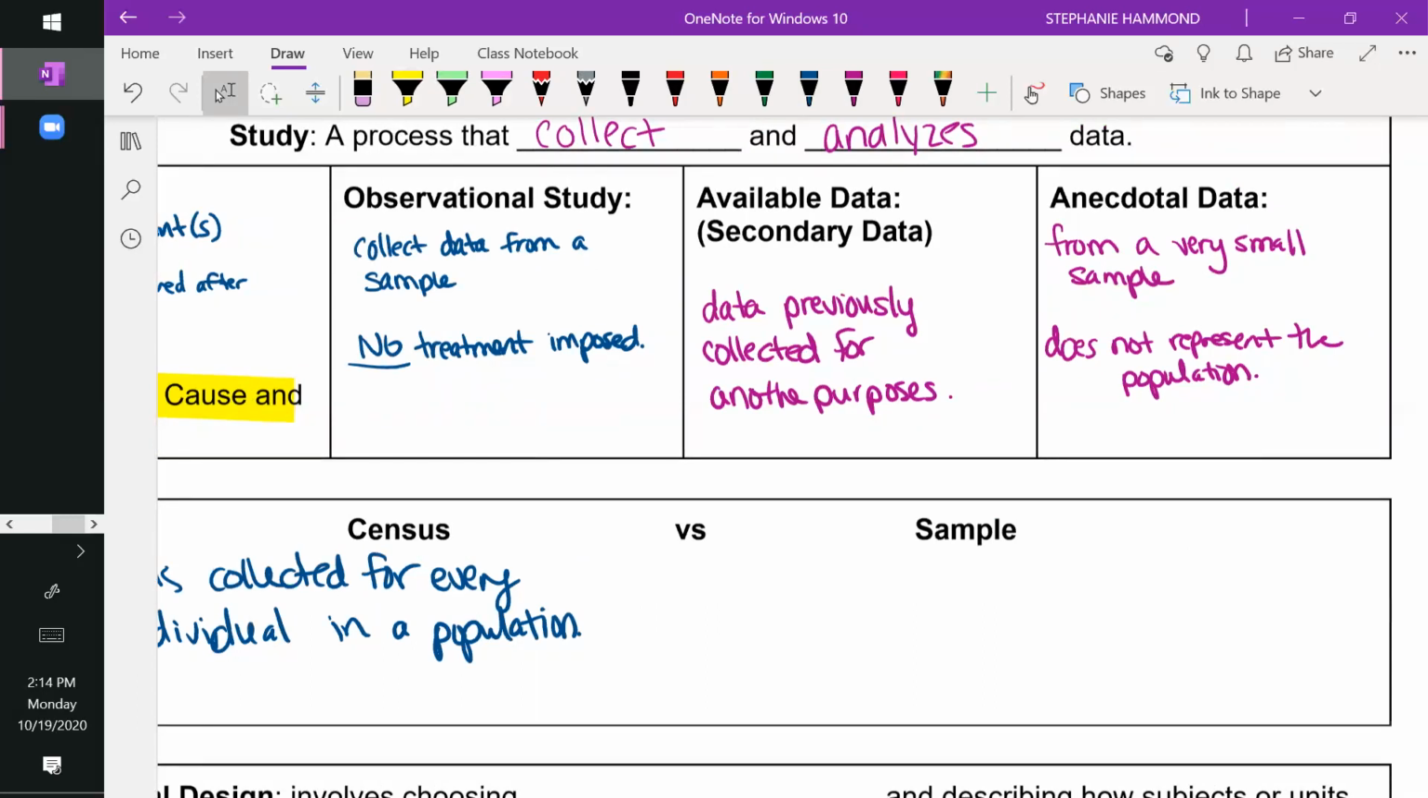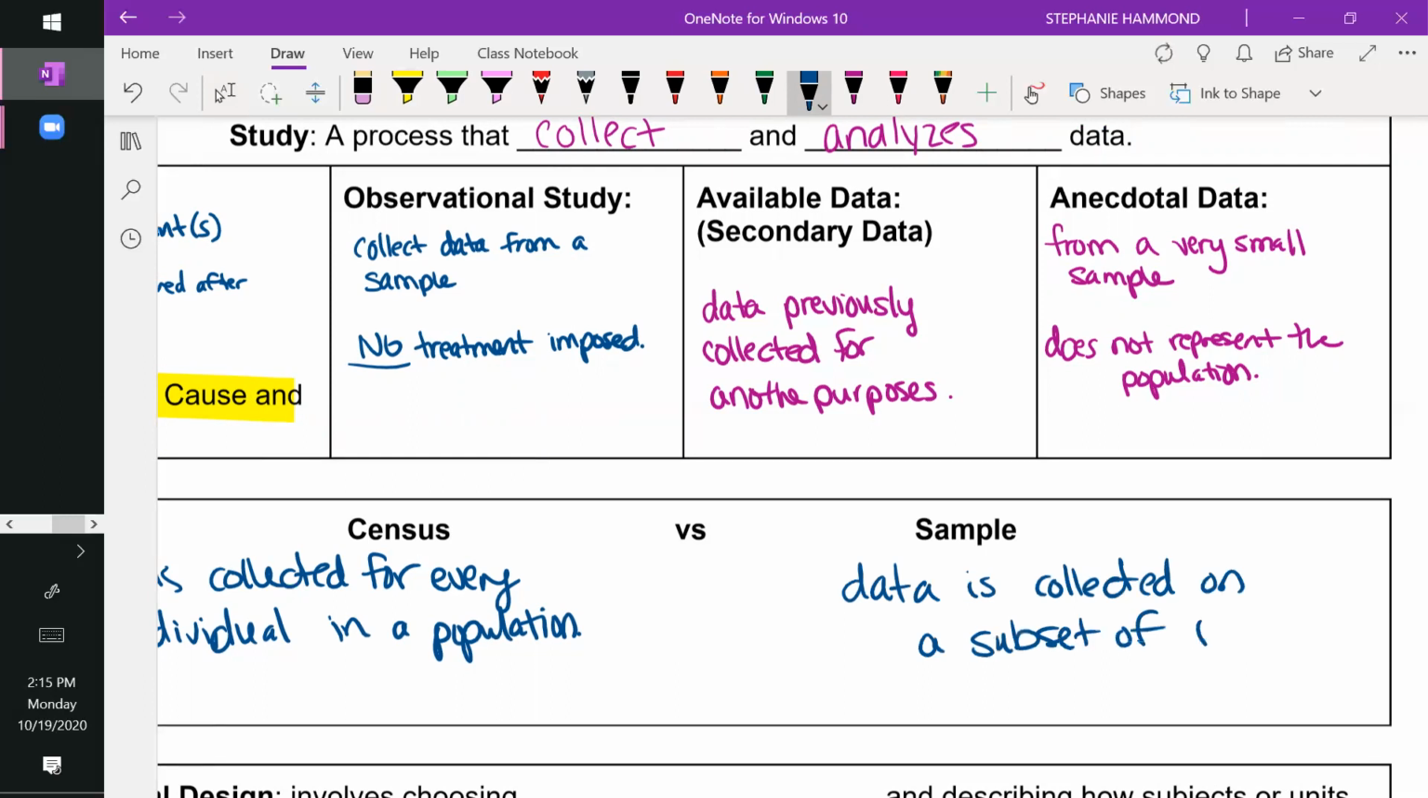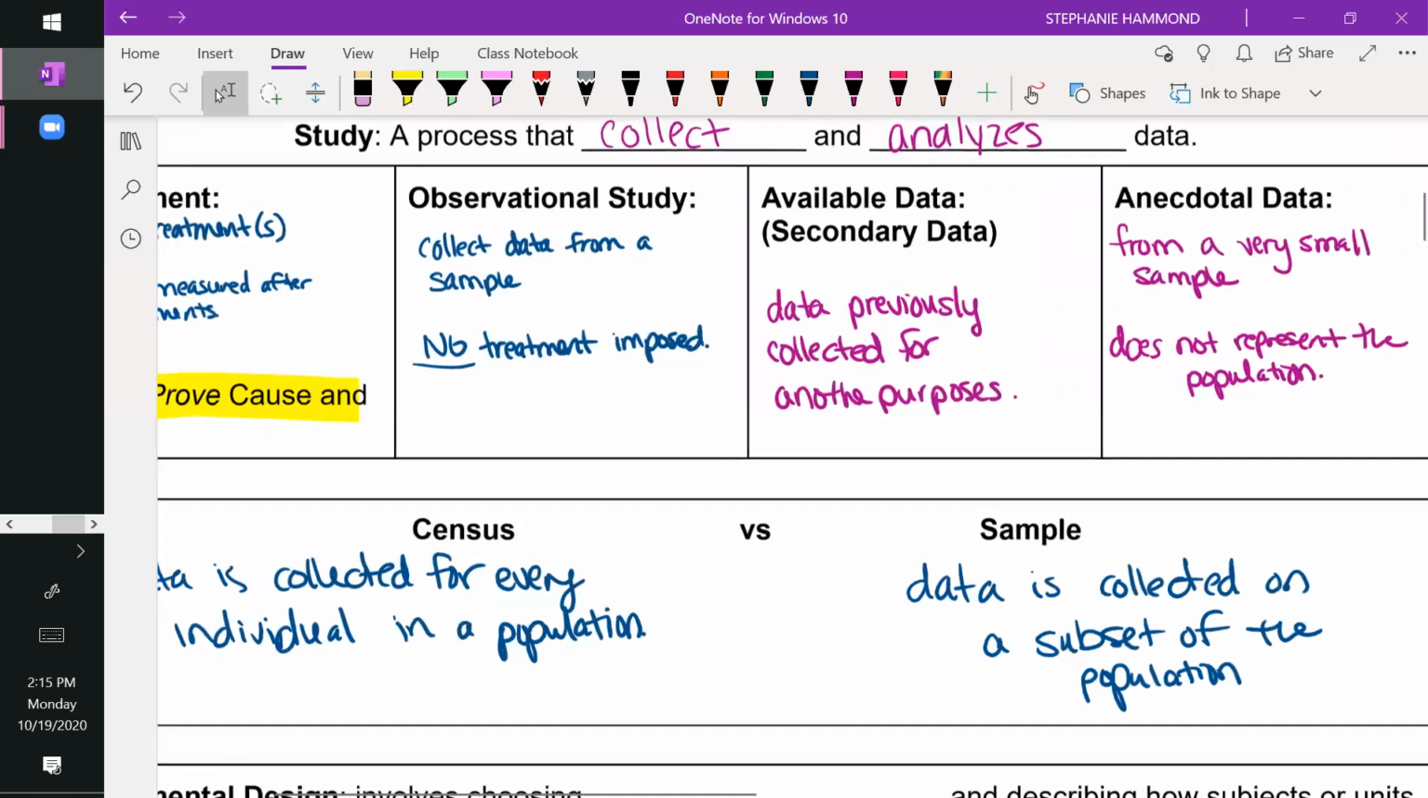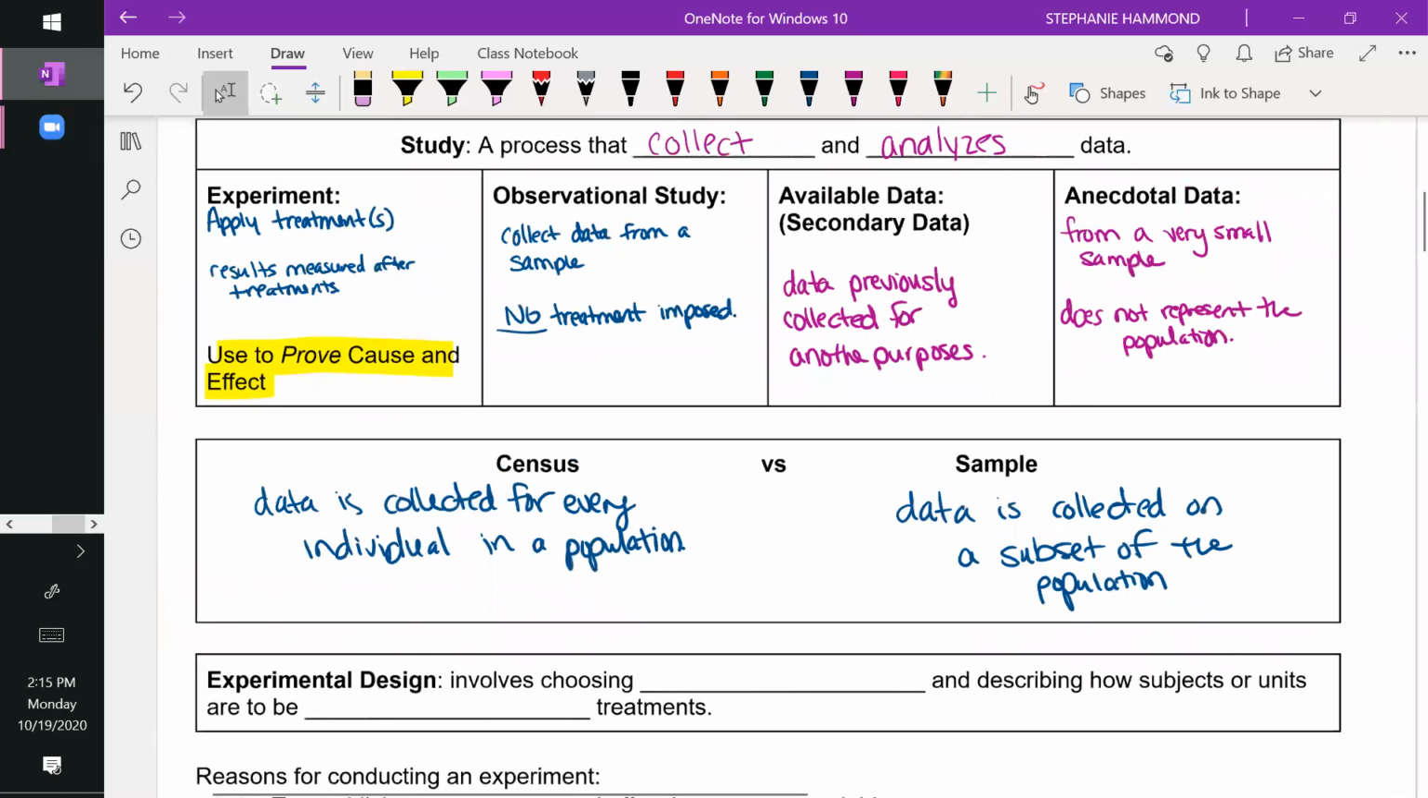So if we're doing an observational study or an experiment on a sample, that means that data is being collected on a subset of the population. And that's what we usually do because, again, conducting a census gives us the best data, but conducting a census can be very time consuming and can be very expensive and sometimes even impossible.